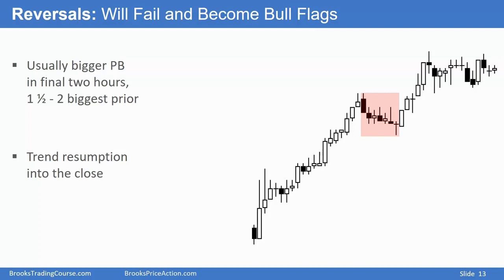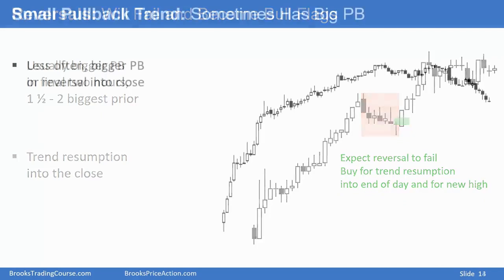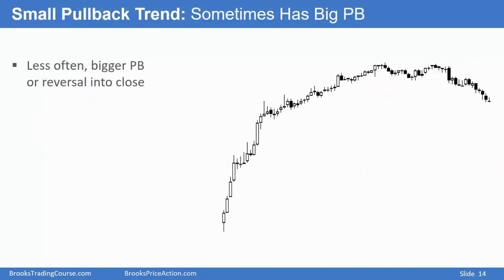And it's an attempt by the bears to take control and reverse the market late in the day, but chances are the bears will fail and the reversal attempt will become a bull flag, and a lot of times it goes up to a new high at the end of the day. We have a very strong breakout, another breakout, and then a very small pullback bull trend. You can call it simply a tight channel.